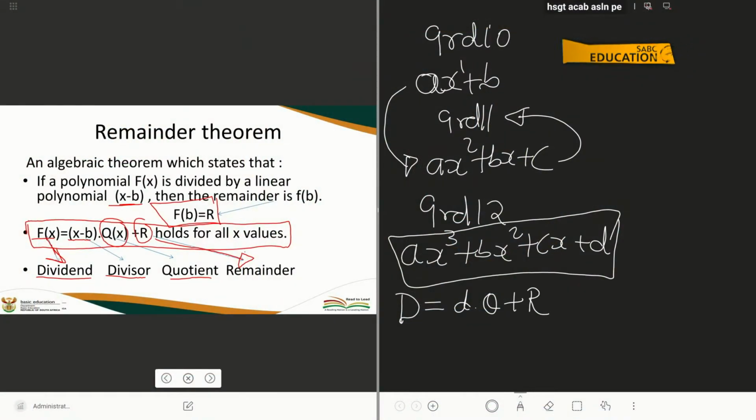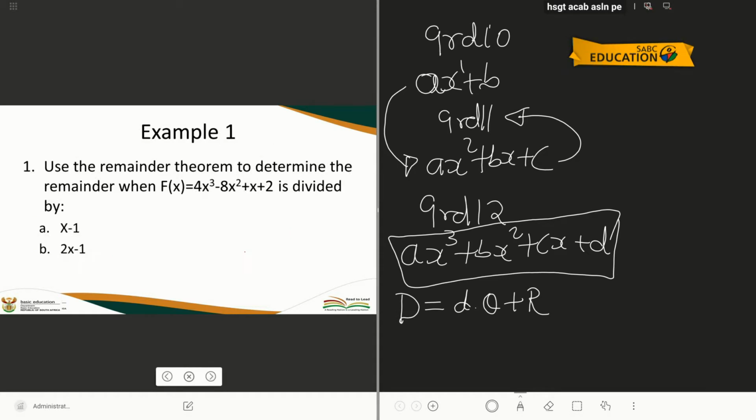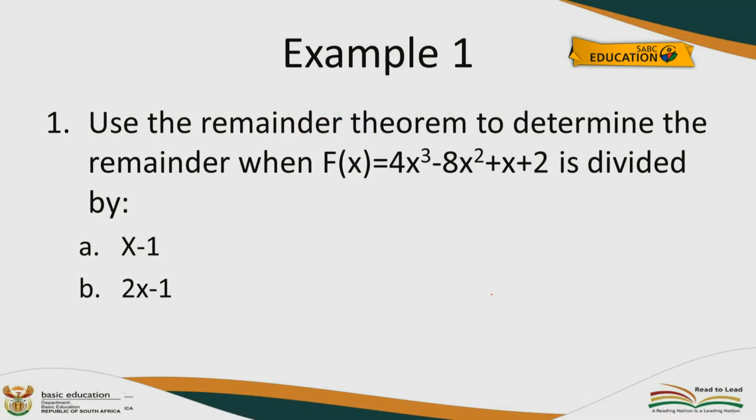Okay. Now, let's go to example number 1. Here we are required to use the remainder theorem to determine the remainder when our given function f at x is equal to 4x cubed minus 8x squared plus x plus 2 is divided by, let's start with letter A, x minus 1.